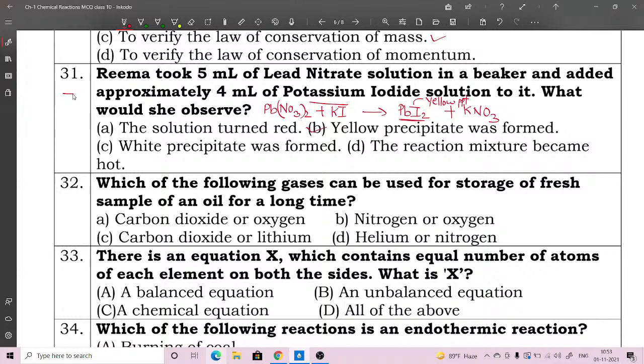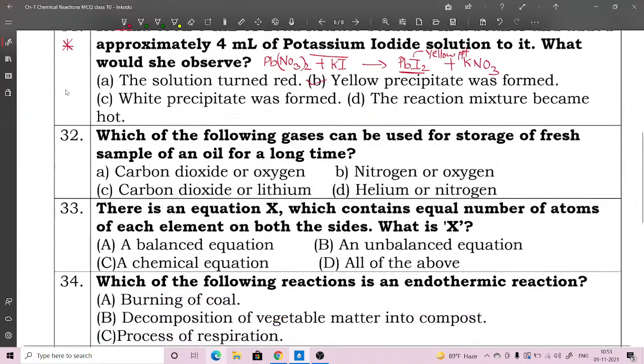To observe this reaction, you can watch my YouTube videos. I have already posted videos of magic with chemistry. Under that, you can check out this particular reaction. Okay, let us move on to question number 32.